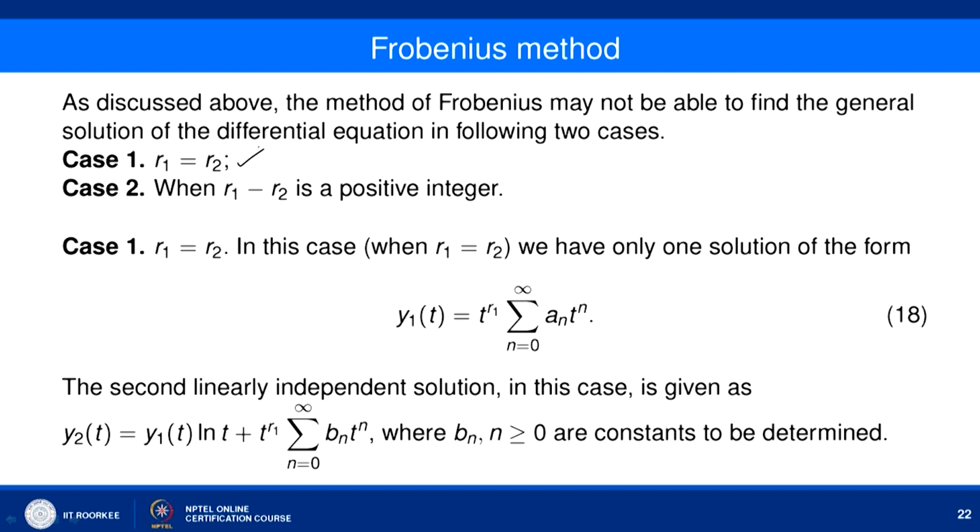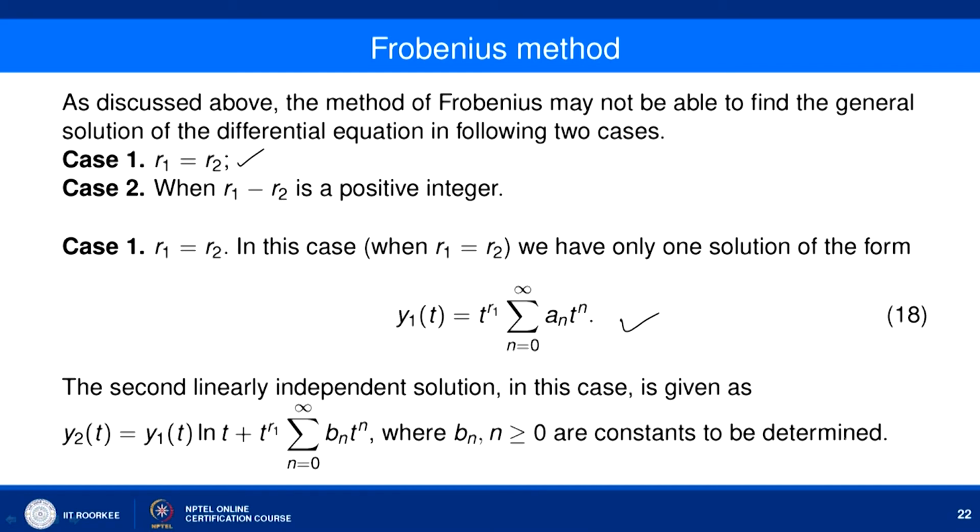First let us consider the equality case, when R1 equal to R2. In this case we have only one solution of this form, that is y1(t) equal to t to the power R1 sum n equal to 0 to infinity a_n t to the power n. We are not able to find the second series solution. The only thing we know is that whatever second solution exists must be linearly independent of this, and here we say that the second linearly independent solution is given by y2(t) equal to y1(t) ln t plus t to the power R1 sum n equal to 0 to infinity b_n t to the power n, where b_n, n greater than or equal to 0, are constants to be found out.